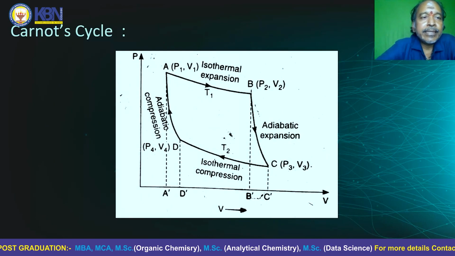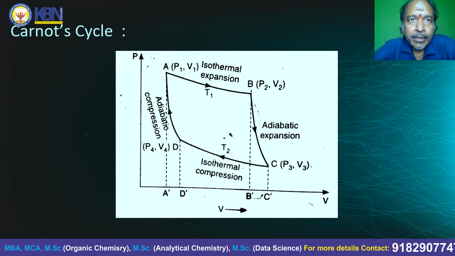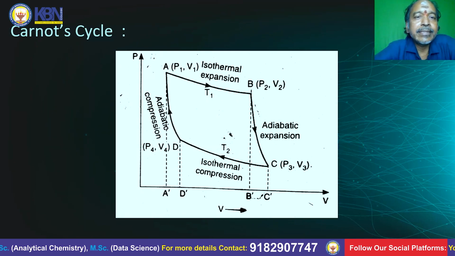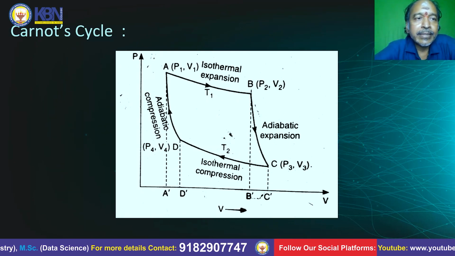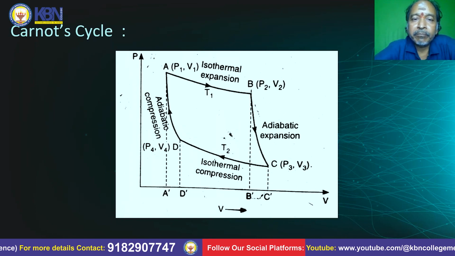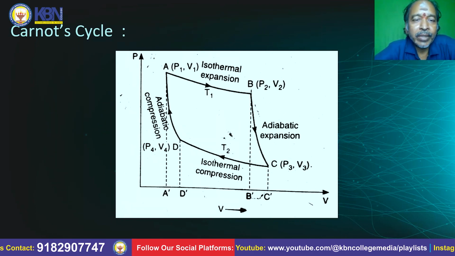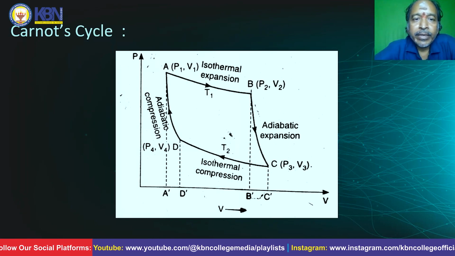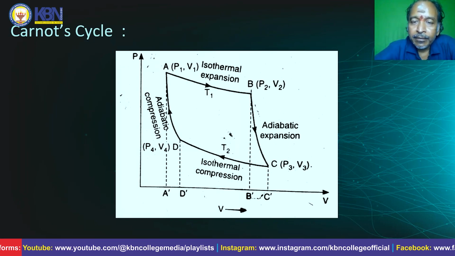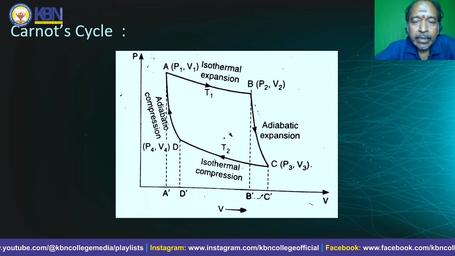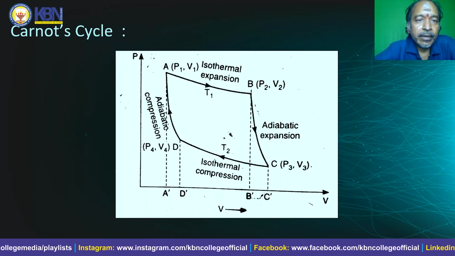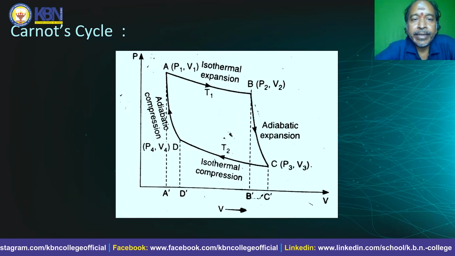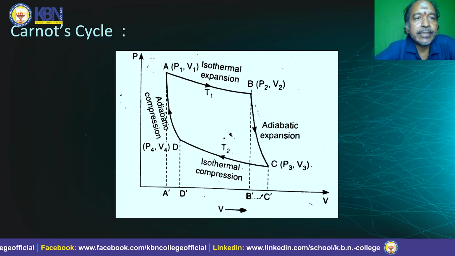And this is the Carnot cycle. The working of the Carnot's engine is explained on the basis of this Carnot's cycle. The Carnot cycle is just the PV or indicator diagram, and there are four operations here. One is AB, the second is BC, the third is CD, and the last one is DA. The starting point is A and the ending is also A, so it is a cycle.